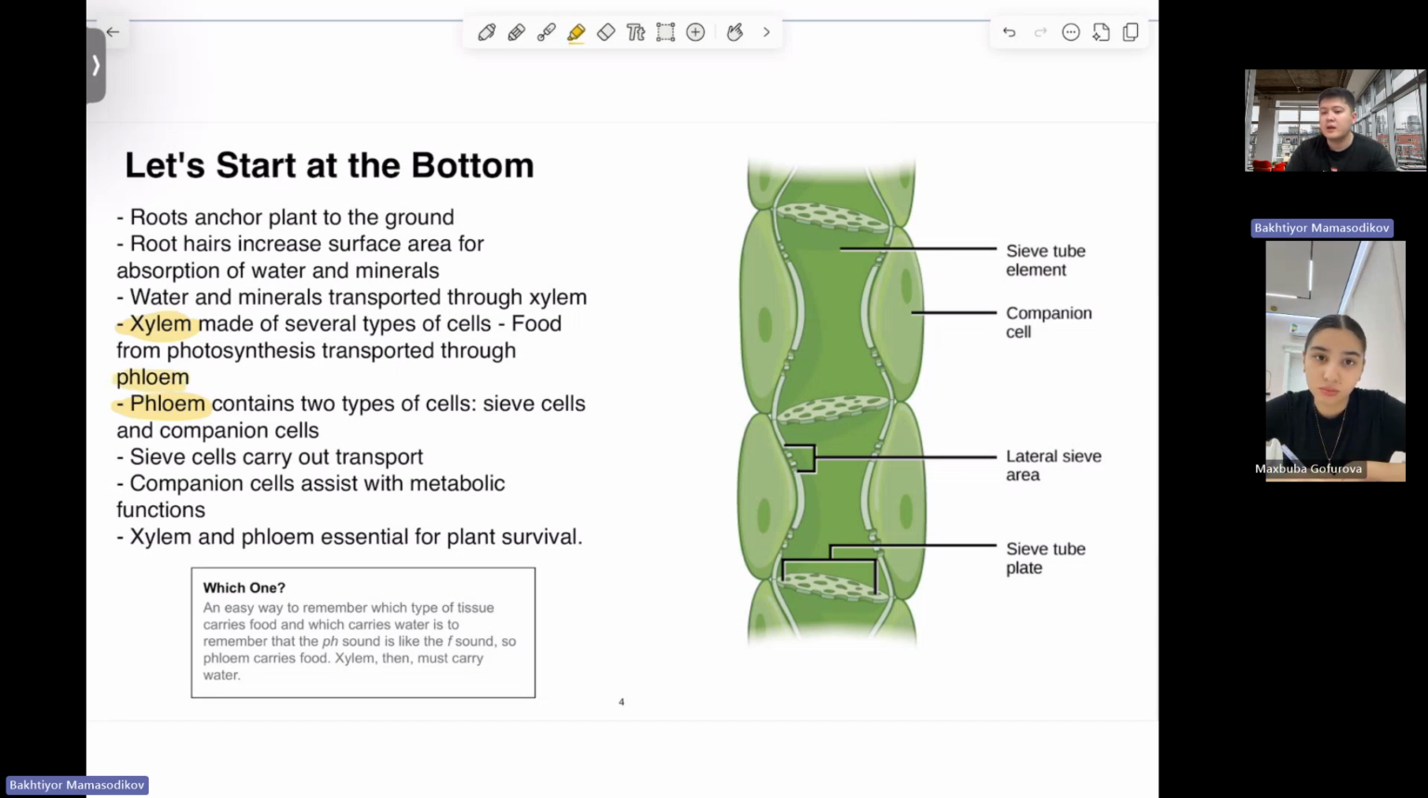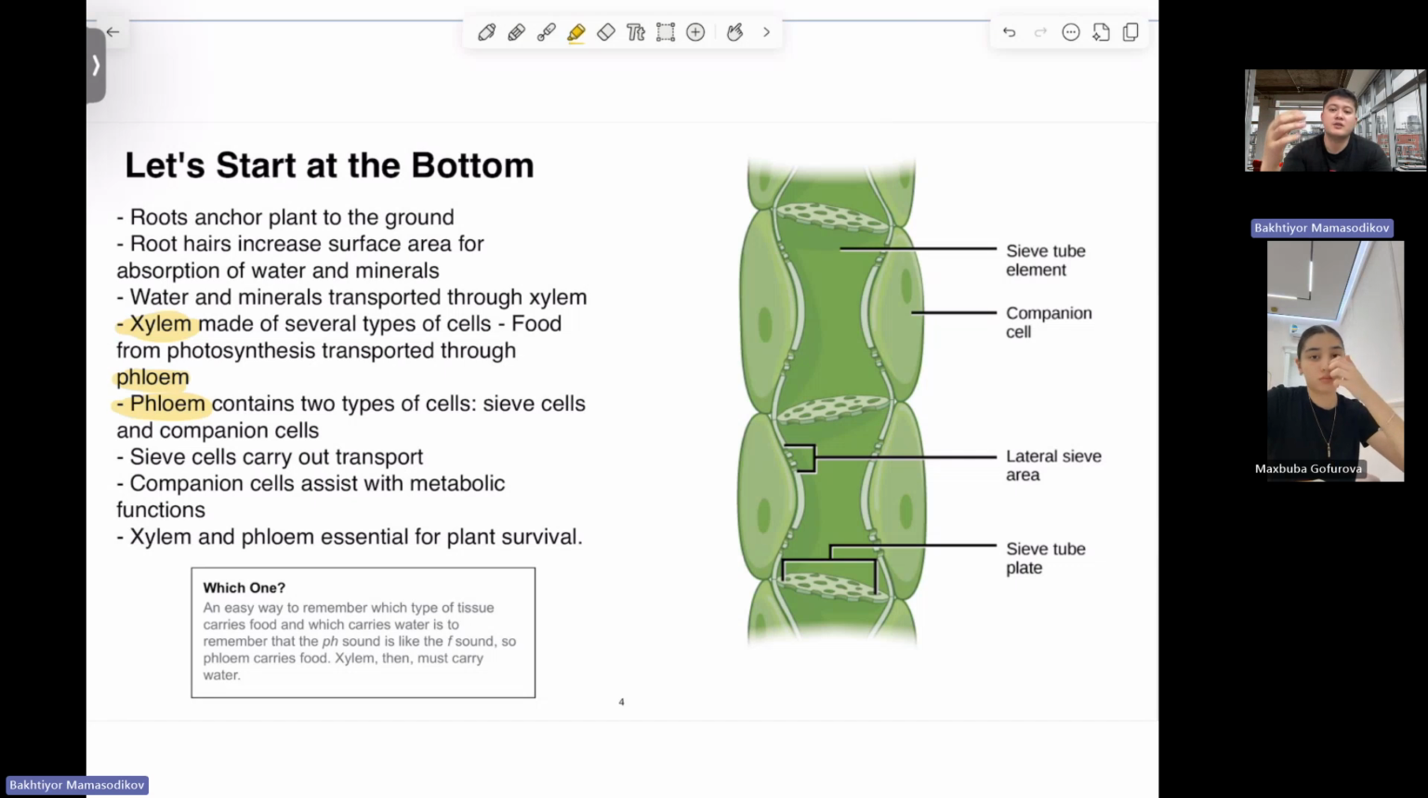We know about it. So in the xylem, they have a lot of cells, for example, tracheids and vessel elements. Their job is to carry the water and the minerals up the plant to the leaves. So xylem flows only upward, you know about it.